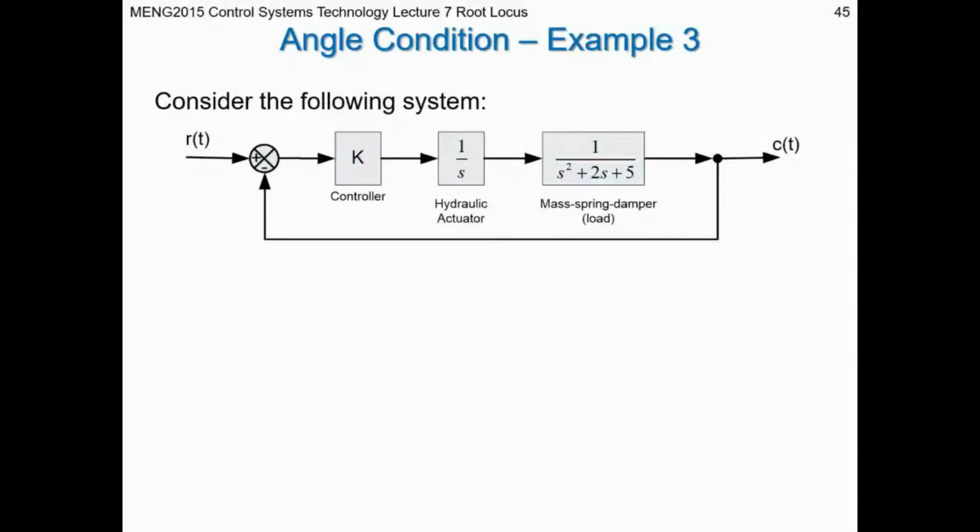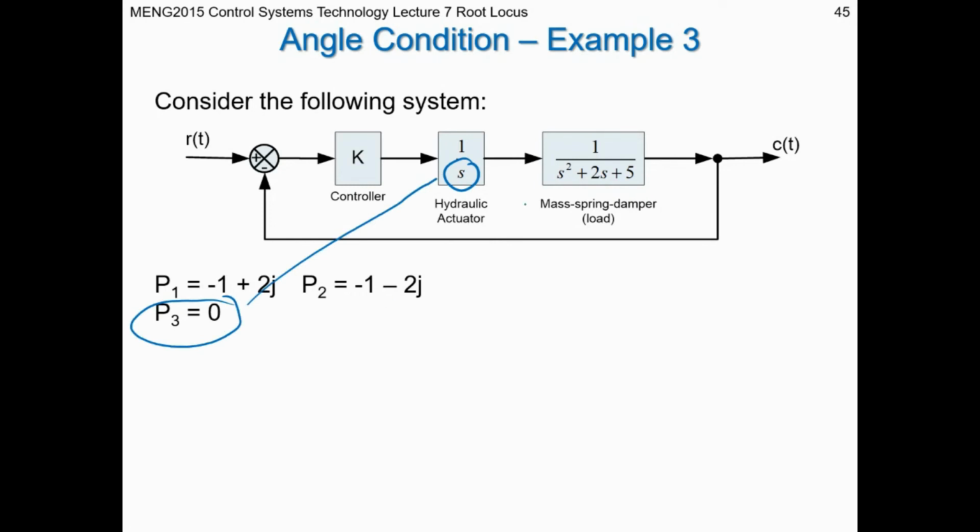All right, we're dealing here with another system, and this one has a mass spring damper with hydraulic actuator. So what are our poles here? Well, we have a pure integrator here. That gives us a position of P3 equals 0. And then the roots of this are complex, and that gives us our complex conjugates, P1 and P2, at minus 1 plus or minus 2j.